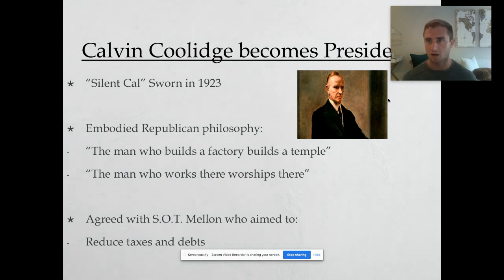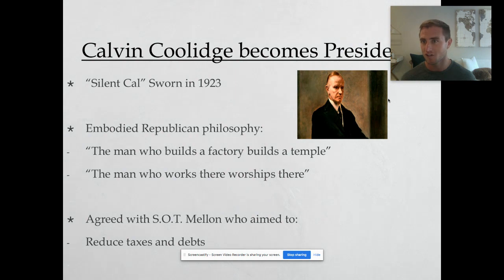Calvin Coolidge is a much more trustworthy person. He really is able to come across as honest and come across as someone who is trustworthy, and he kind of restores some faith to the presidency that Harding had lost, obviously. But Coolidge is really going to contribute to the Great Depression with his laissez-faire economic policies.